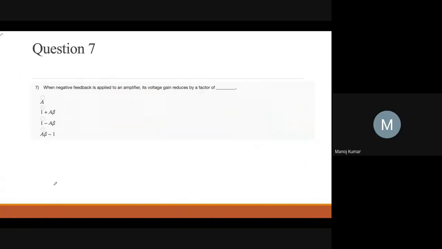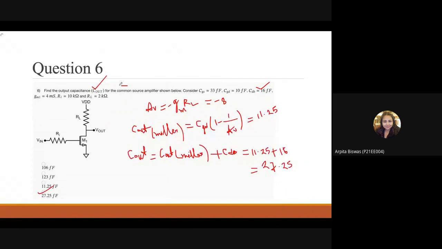Ma'am, how do we know whether Miller is present? See, here it is mentioned the common source amp. That's why I have calculated the C Miller. You have to check in which amplifier the connection is. Mainly the common source amplifier, I think the lecture mentioned. Go through the lecture video.